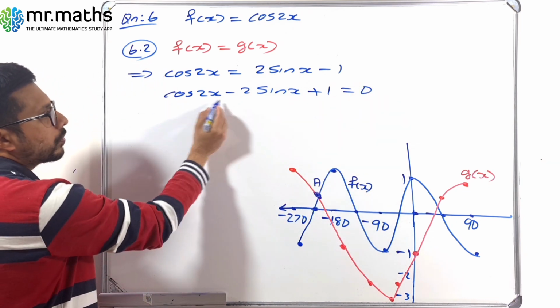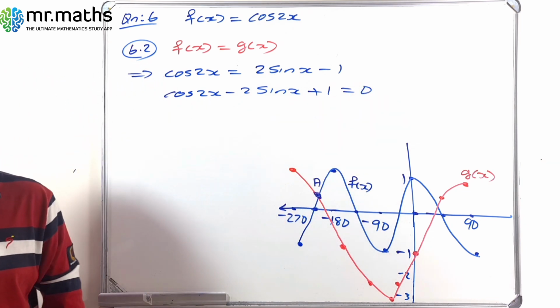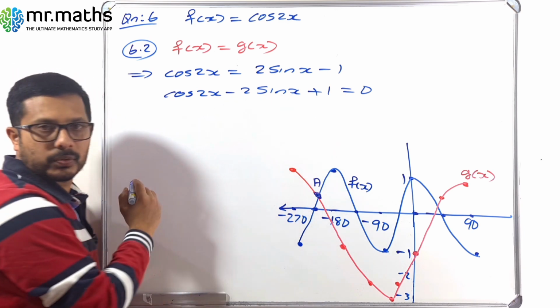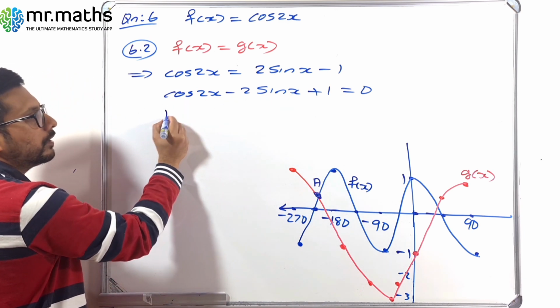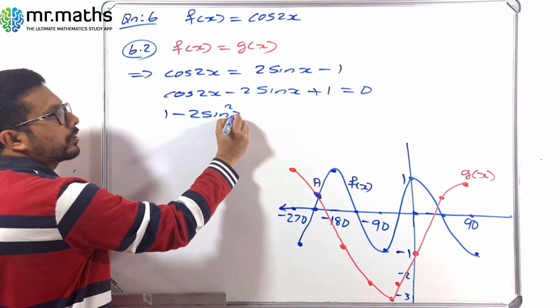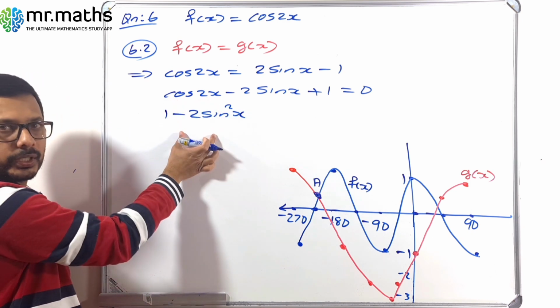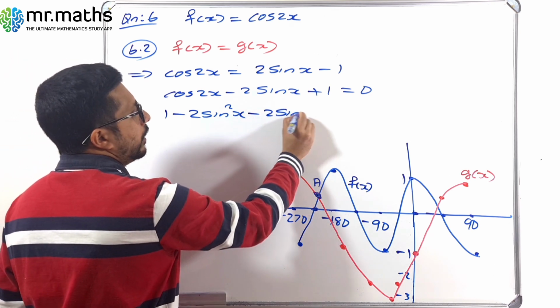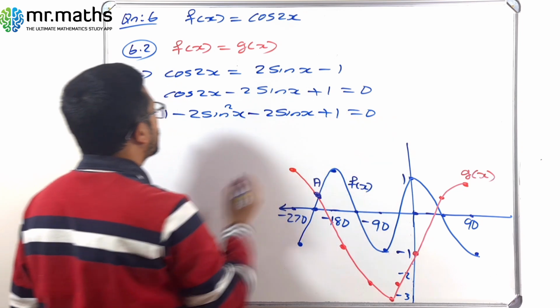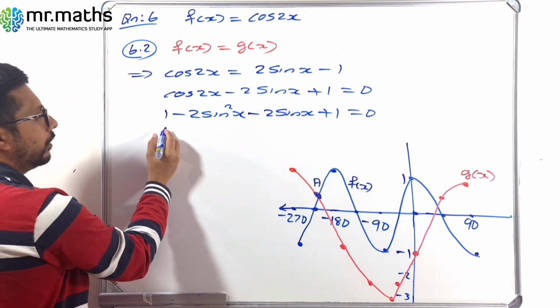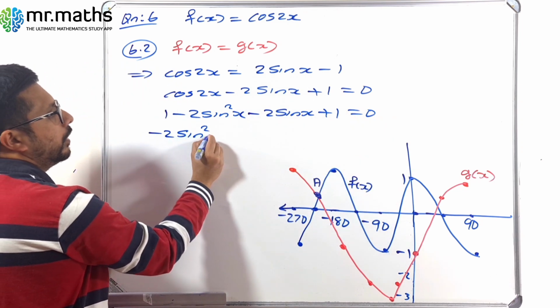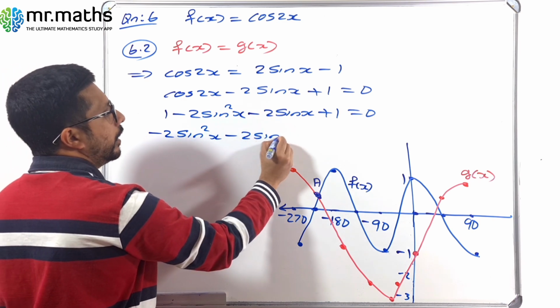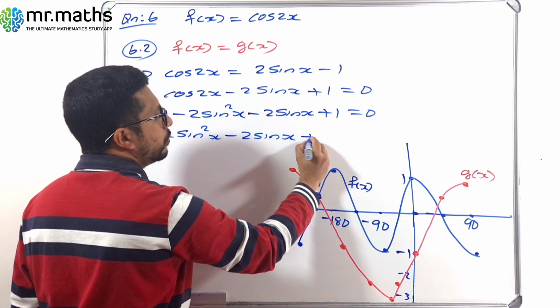Now the cos 2x double angle formula, in terms of sine, because I want the answer in terms of sine. cos 2x is 1 minus 2 sine squared x. Am I right? So 1 minus 2 sine squared x, then what is remaining? Minus 2 sine x plus 1 is equal to 0. So write it in order: minus 2 sine squared x minus 2 sine x, then 1 plus 1 is 2, is equal to 0.